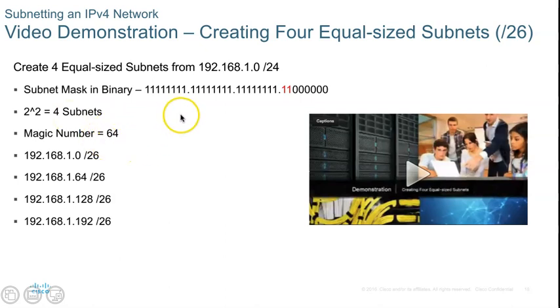Again, you may say, where do we get this 64? I know they call it the magic number. I call it the last standing bit. The last high standing bit over here is this one. So this is 128 and this is 64. As a result, your networks will be an incremental of 64: 0, 64, 64 plus 64 is 128, 128 plus 64 is 192.